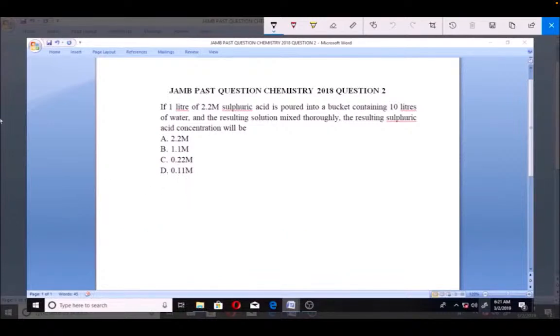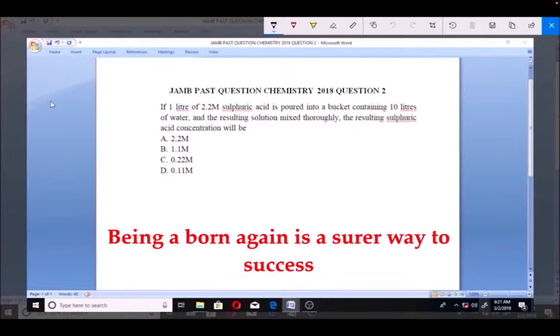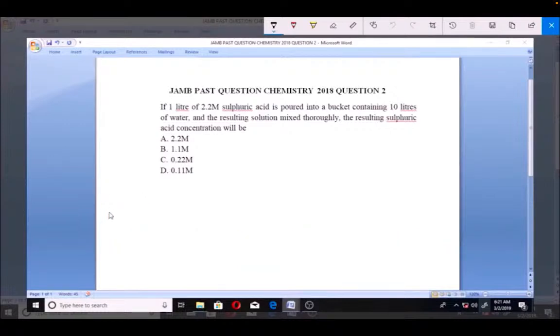Now, whenever you see a problem that concerns solution formation, solute inside a solvent, the general formula that is used is CaVa over CbVb, that is, concentration of A, one of the components, times its volume, all over concentration of the other one times its volume, equal to number of moles of the first one over number of moles of the second one. This is the formula that you use whenever you see a similar calculation.